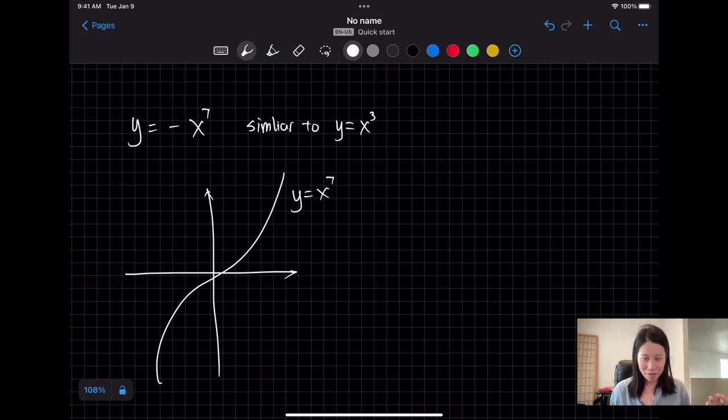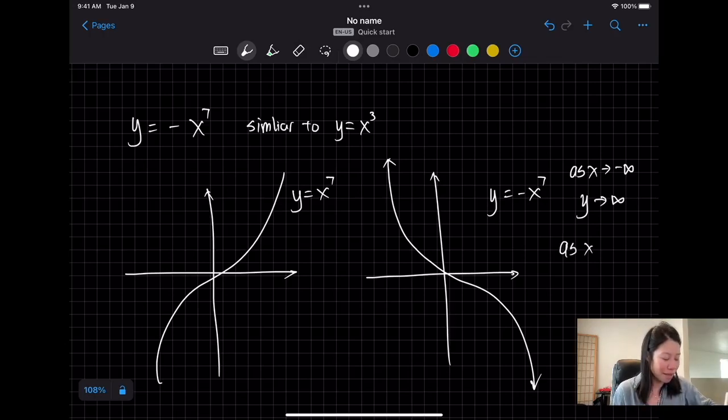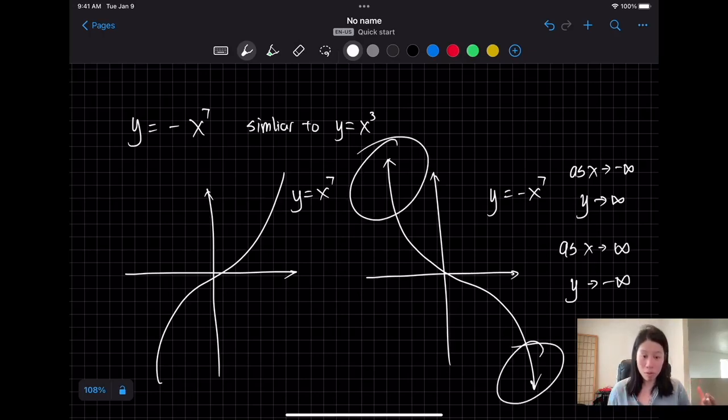Again, you take a negative. That means there is some reflection transformation for the function. So the function looks like this one after you take the negative sign. Now what does the function's behavior look like? As x goes to negative infinity, y goes up, which is positive infinity. And then as x goes to positive infinity, y goes down, which is negative infinity. So that's the end behavior, the long run behavior of the function.